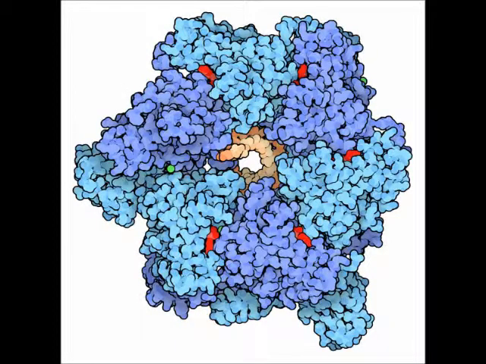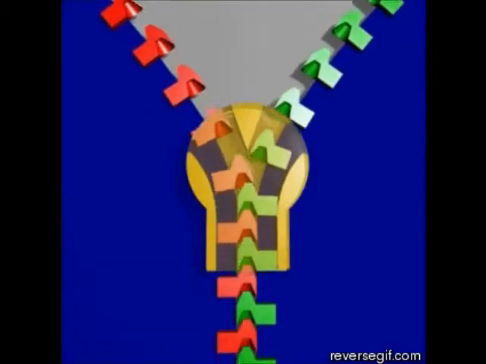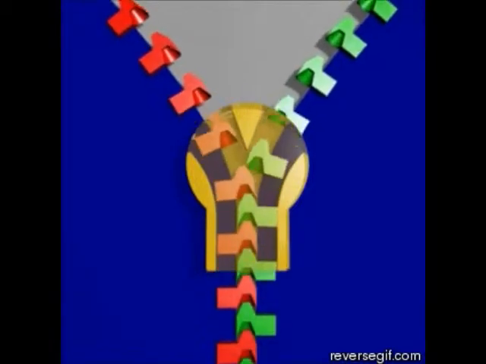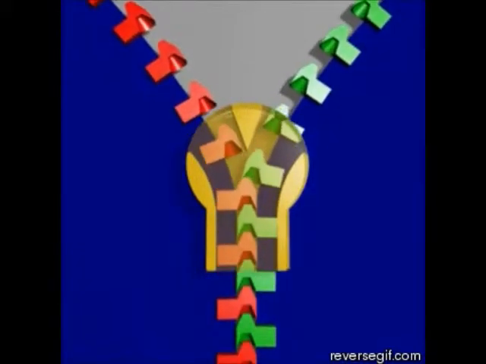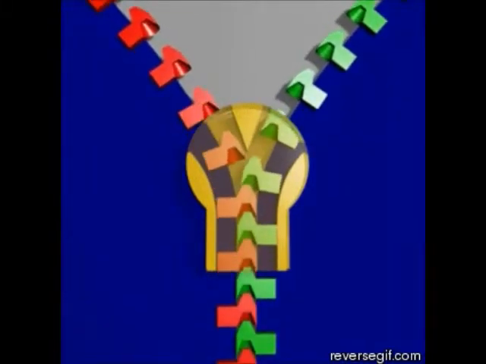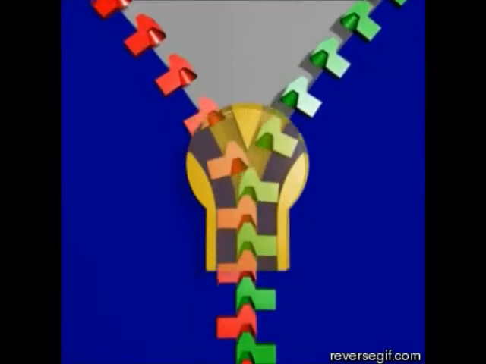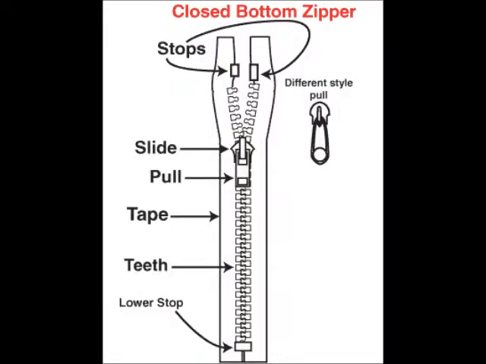Just in case you haven't noticed, DNA helicase is essentially a genetic zipper, wherein the tape and teeth are respectively analogous to the phosphate deoxyribose backbone and nucleosides, while the pull and slide are akin to ATP and helicase. Fortunately, we have a special guest to help demonstrate how helicase works.